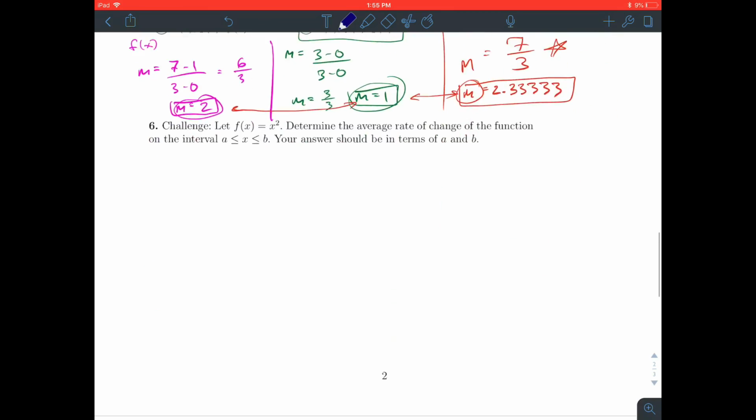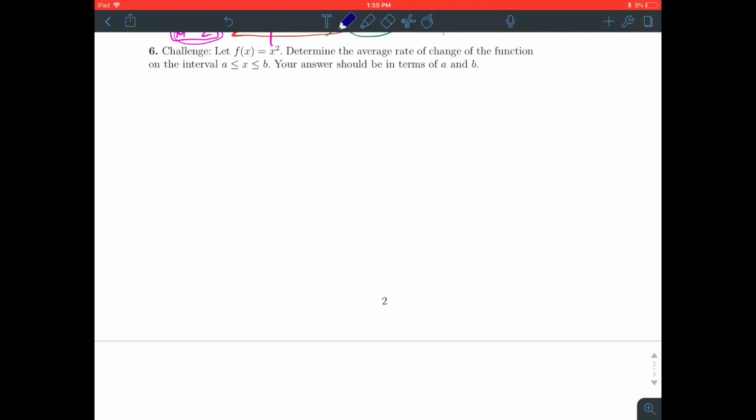I know this video is getting long, but I want to do the challenge problem. The challenge problem looks really cool to me. So let f of x equal x squared. Determine the average rate of change of the function on the interval a is less than or equal to x is less than or equal to b. Your answer should be in terms of a and b.